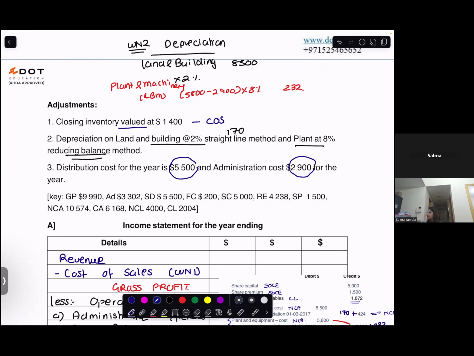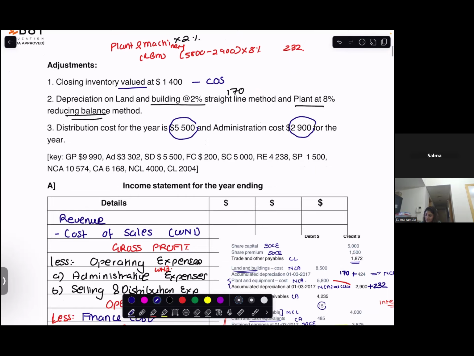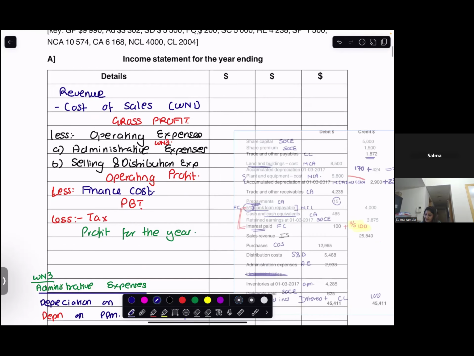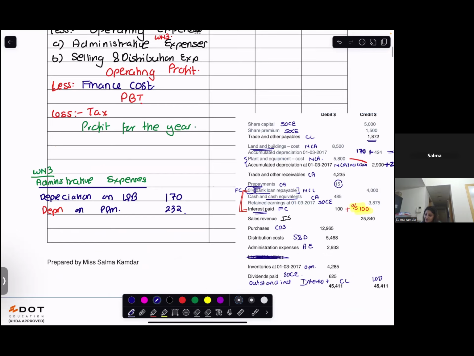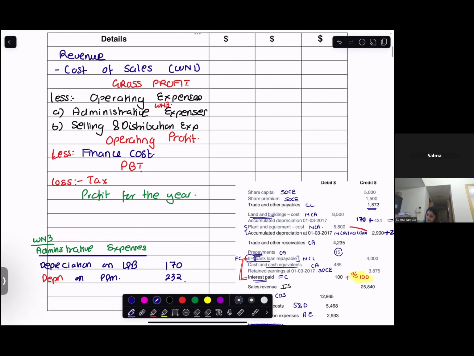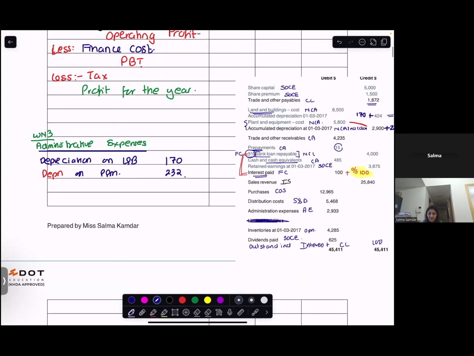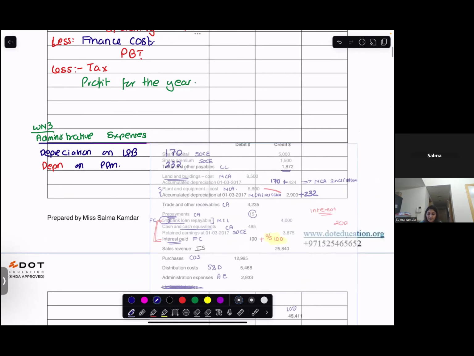What does this mean? Lovely. Total distribution cost for the year is how much? 5,500. And total administrative cost is how much? 2,900. They are so mindful of us. But will this have any other effect? It will have another effect of prepaid and outstanding.